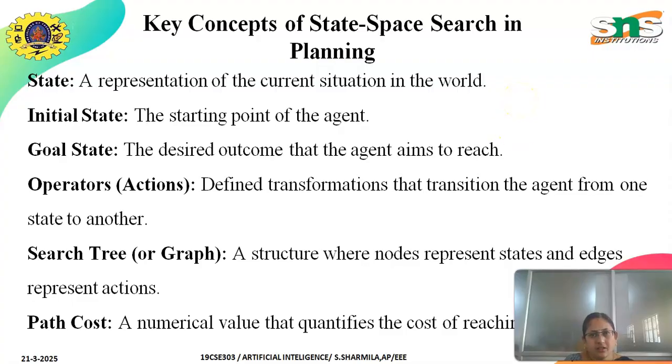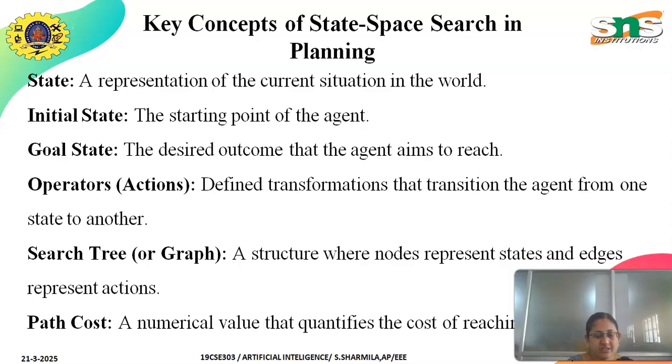The major key concepts of search in planning: we have a state, which is a representation of the current situation in the world based on the problem statement. We start with an initial state, which is the starting point of the agent. Finally we have to arrive at the goal state, the desired outcome that the agent aims to reach. In between the initial state and the goal state, there are many intermediate states.